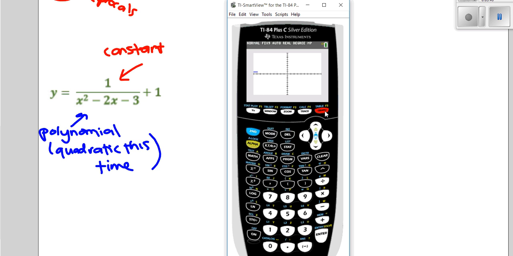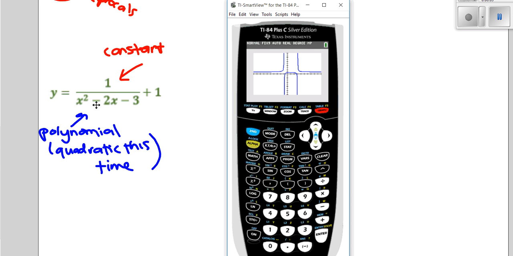So my window settings are -10 to 10 and -10 to 10. Crazy graph. So do a little vague sketch of it. How many vertical asymptotes do you think it has? 2, yeah. And why do you think the fact that it's a quadratic on the bottom gives rise to 2 vertical asymptotes?